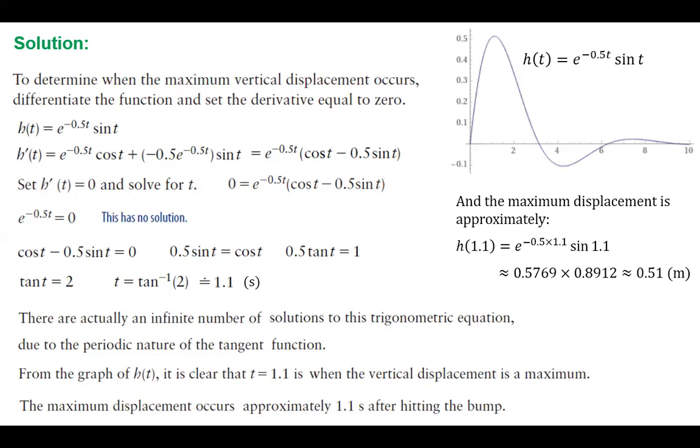Of course, there are some other values that can make the first derivative 0, such as here, here, or somewhere here, right? But we only care about the first, smallest positive value of t that makes the first derivative 0. That's where the maximum vertical displacement can occur. Due to the periodic nature of the tangent function, there are an unlimited number of solutions, so we only care about the first one. From the graph of h(t), it is clear that when t equals 1.1 seconds, the vertical displacement is a maximum. The maximum displacement occurs approximately 1.1 seconds after hitting the bump.